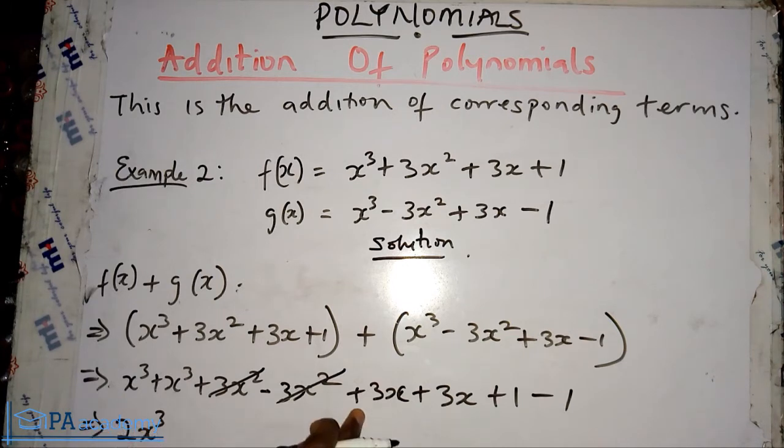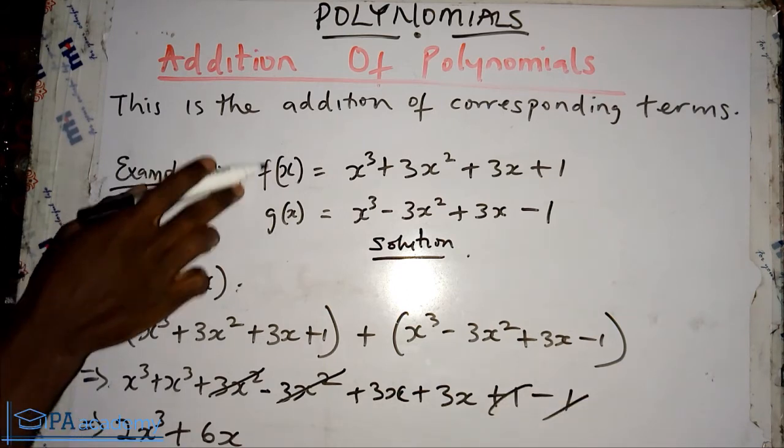So the next one is plus 3x plus 3x. We can add it because they are corresponding terms. That will give us plus 6x. So we can write that down, plus 6x. Then here we are having plus 1 minus 1. So plus 1 minus 1 will give us 0. So there's no need writing it out.